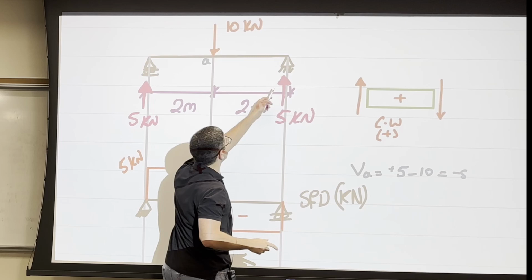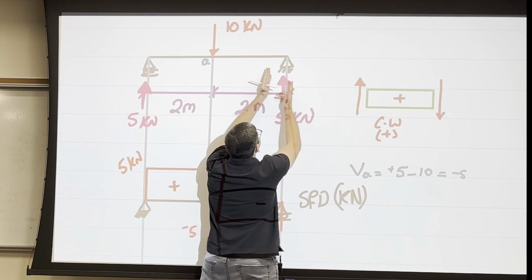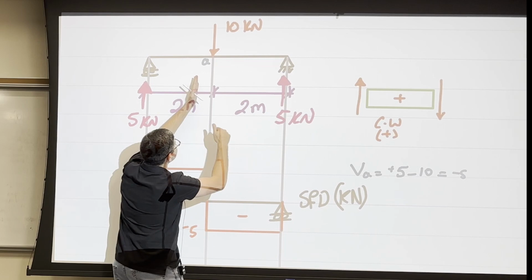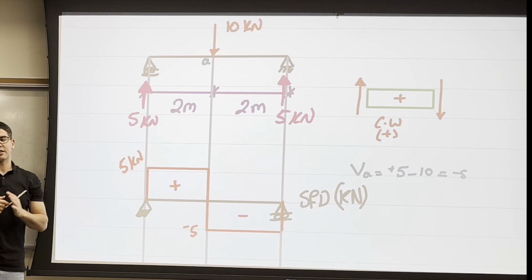So now I'm starting from the right side and I'm moving my hand. I have 5. So 5 will not go up. I will go down. That's why I had negative until I see 10. But 10 is down. That's why it's negative 5 plus 10. So I have positive 5. That's how we form the shear diagram. Okay? So now let's draw the bending moment.